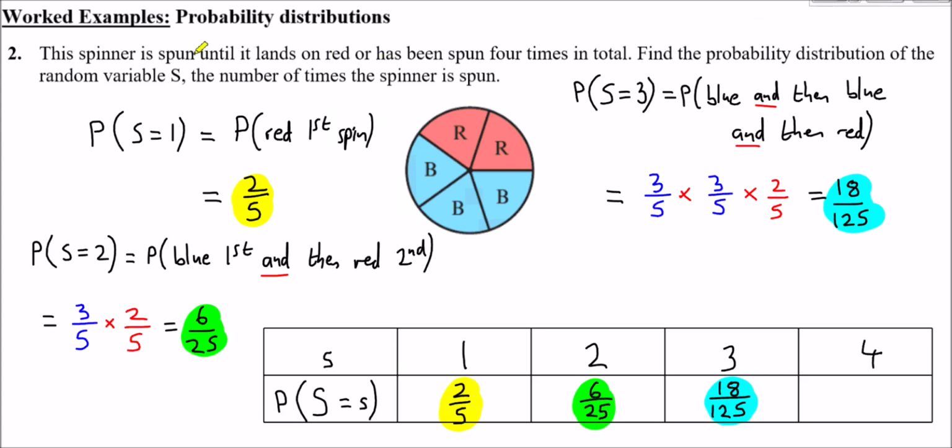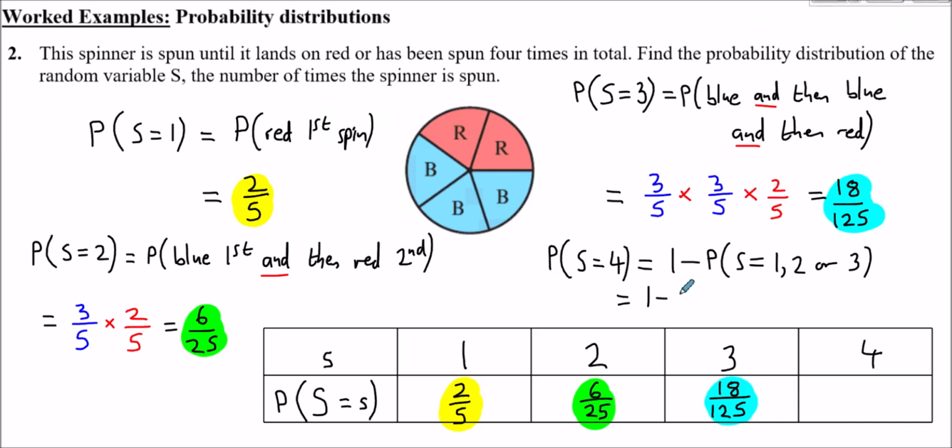Now, it says here in the question that the spinner is spun until it lands on a red, or it's been spun 4 times in total. And so it can't go beyond 4 spins. If it's not landed on a red yet by the 4th spin, we just stop spinning anyway. No matter what, if you get to number 4, that's going to be the final spin. So there's no possibility for a 5th, 6th or 7th. And remember, because probabilities have to add up to 1, this one here must therefore be 1 minus all of these. So finally, the probability of stopping after the 4th spin, the probability that the number of spins is 4, is going to be 1 minus the probability that S was 1, 2 or 3.